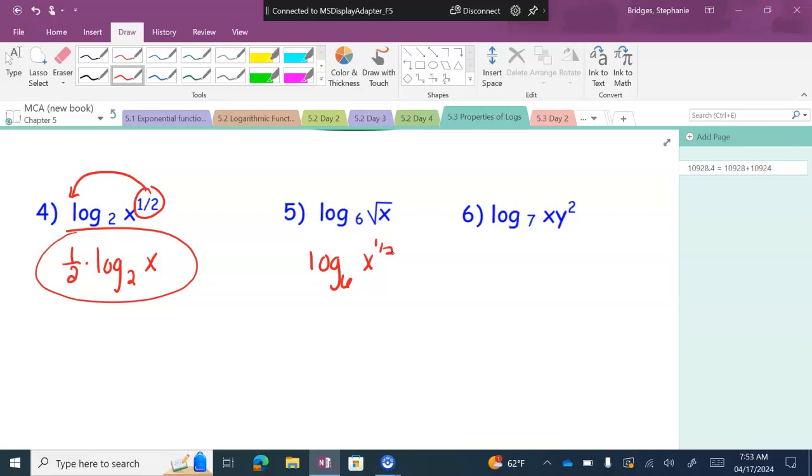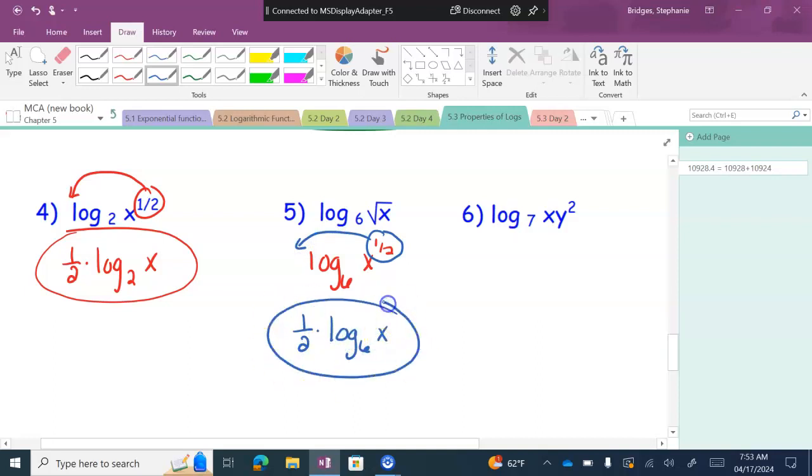And the same is going to be true when we go the other way. If I have a fractional exponent, we will write it as a radical, but we'll get to questions like that in a minute. So what I'm going to do now is take that exponent and move it to the front and it becomes 1/2 log base 6 of x. Does that make a little bit of sense?